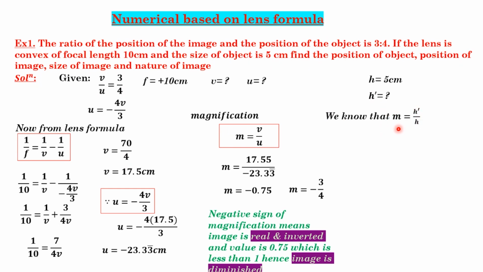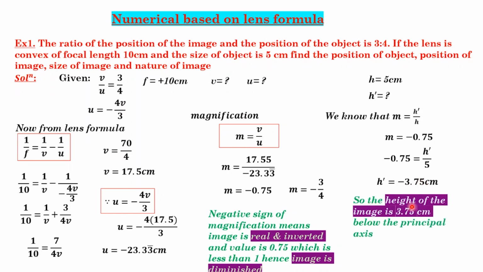We know that m is equal to h prime by h, and the value of m is minus 0.75. Put these values here. We will get h prime is equal to minus 3.75. Now from here we can see that the object was 5 centimeter and the image is 3.75 centimeter, means image is diminished. So the height of image is 3.75 below the principal axis. Why is this below the principal axis? Because the sign of h prime is negative.